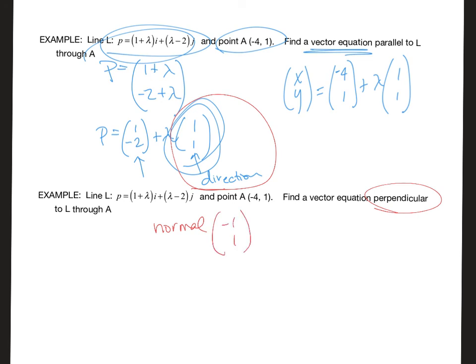And now I can write the vector equation. Vector equation means I need a starting point, which is negative 4, 1. It was given right here. Plus a parameter. And I just need the direction this one's going. This one's going in the direction of negative 1, 1.